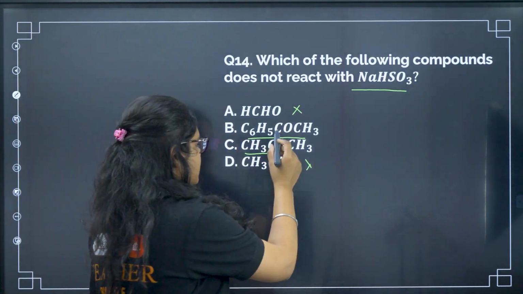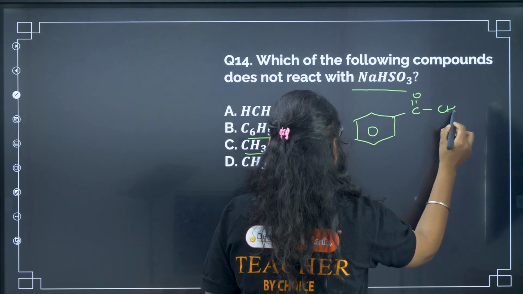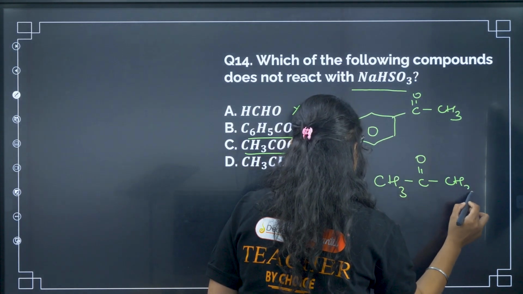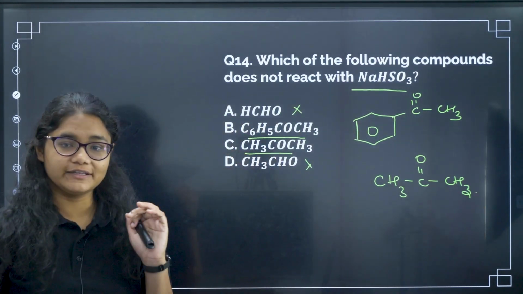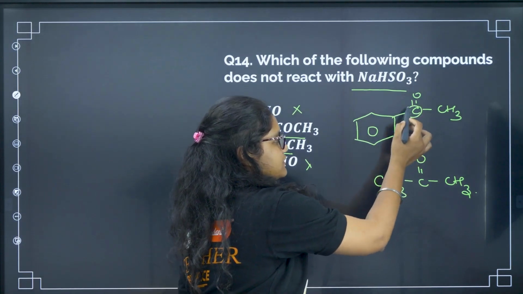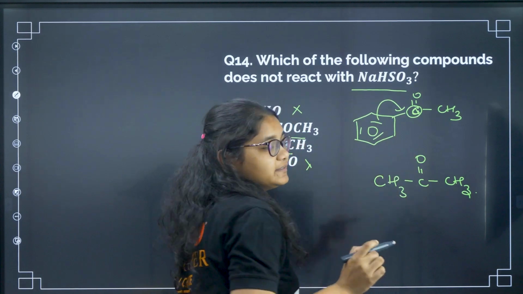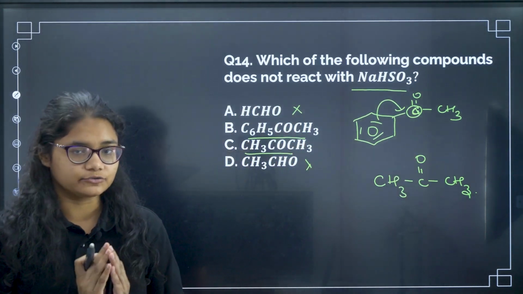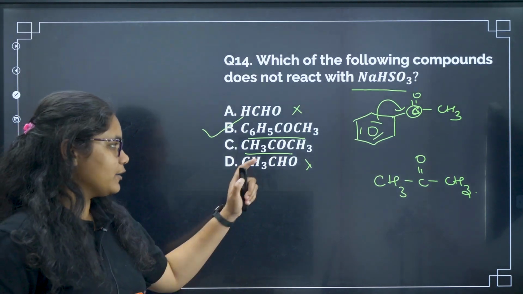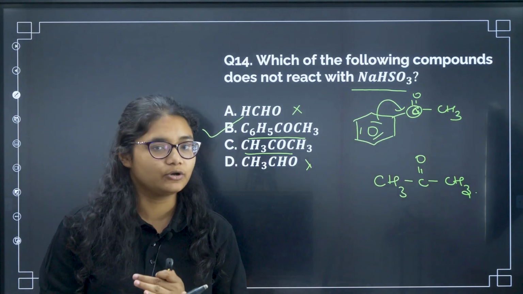Now if you check the structure of this one, C6H5COCH3, and here we have CH3COCH3, right? Now what is the difference here? See, the reactivity will depend on the electrophilicity of this carbon, right? Now what happens here, due to resonance, the electrophilicity of this carbon is reduced, so its reactivity is reduced. So the correct answer for this question will be option number B. Okay, so aromatic ketones will be less reactive because of reduced electrophilicity of the carbonyl carbon.